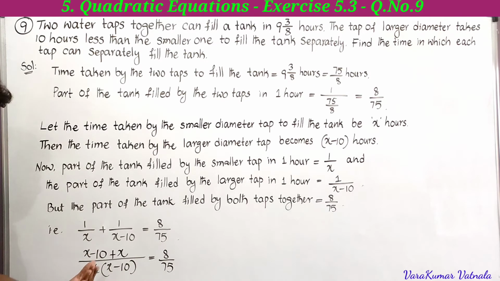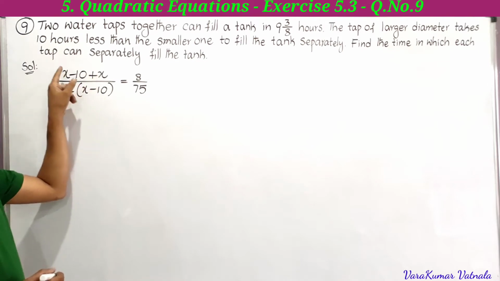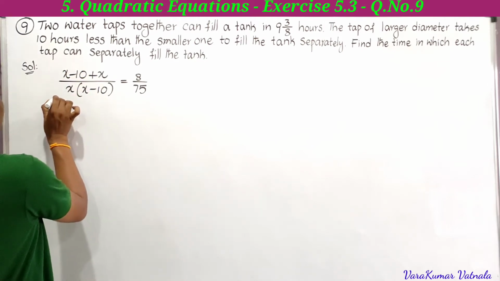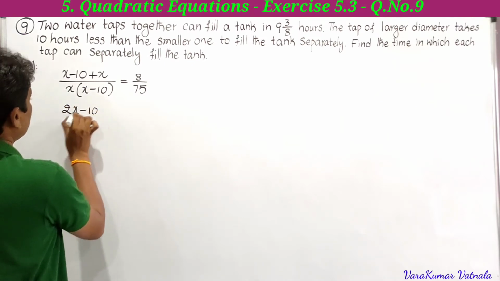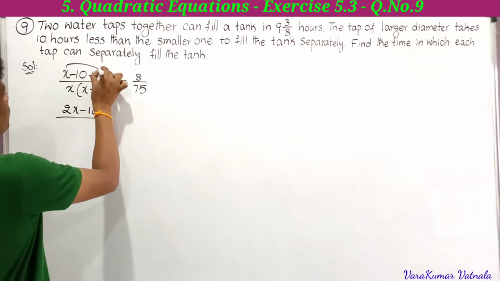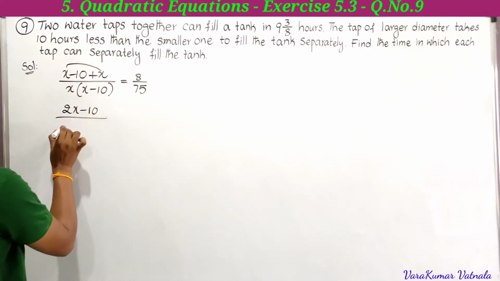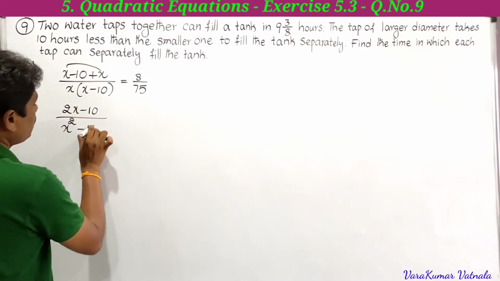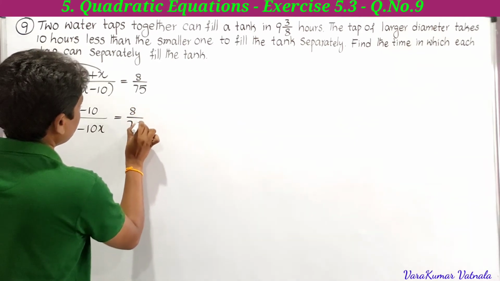Now further we have to simplify. See here, now we have x minus 10 plus x. By adding x plus x we get 2x minus 10. So here x plus x becomes 2x minus 10, divided by x into (x minus 10). So x into x is x square, x into minus 10 is minus 10x, is equal to 8 by 75.